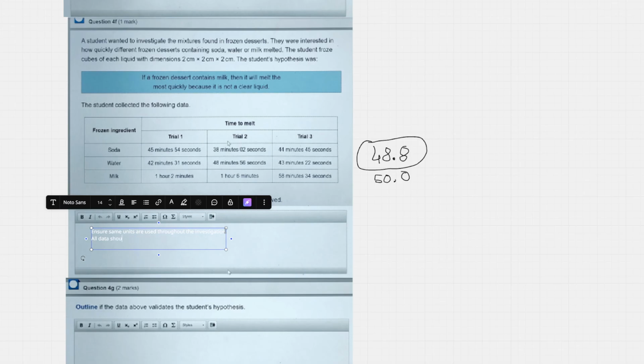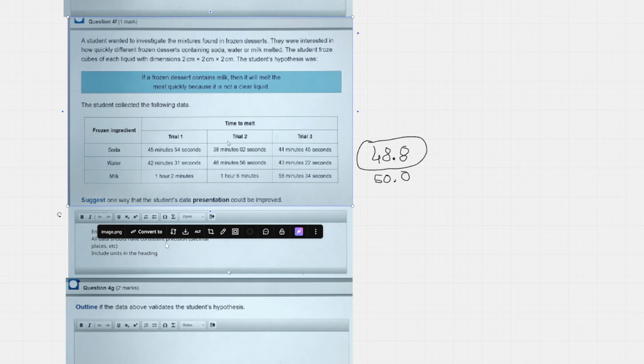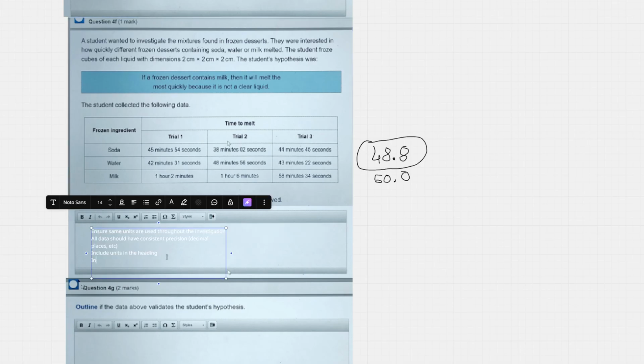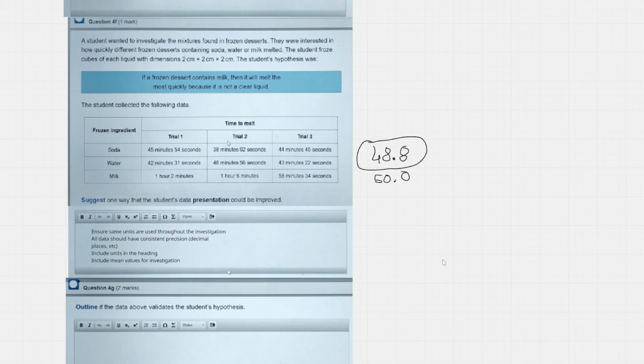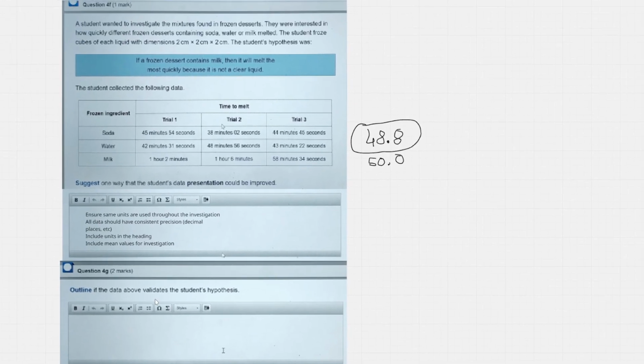All data should have consistent decimal precision. Chapter 1. They haven't included the units in the heading. Include units in the heading. And this is a raw data table. This is not a processed data table. So include mean values.